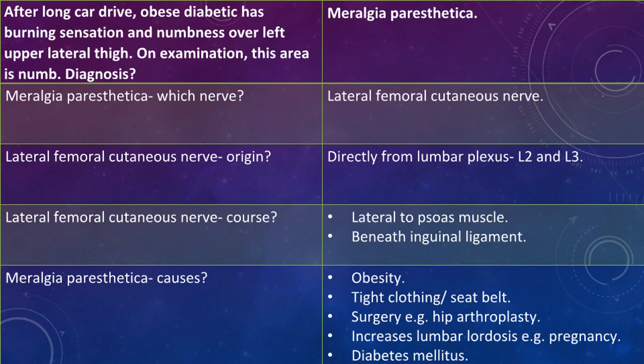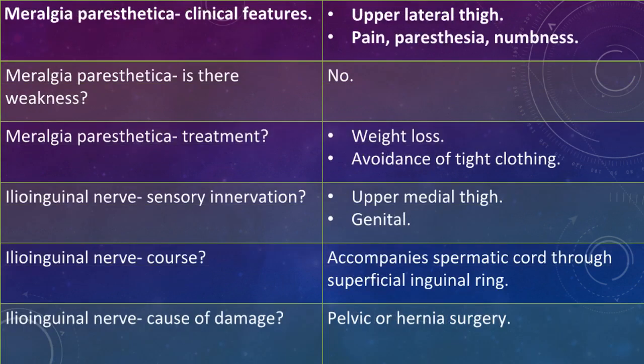Lateral femoral cutaneous nerve course? Lateral to psoas muscle. Beneath inguinal ligament. Meralgia paresthetica causes? Obesity. Tight clothing, seatbelt. Surgery, e.g. hip arthroplasty. Increases lumbar lordosis, e.g. pregnancy. Diabetes mellitus. Meralgia paresthetica clinical features.